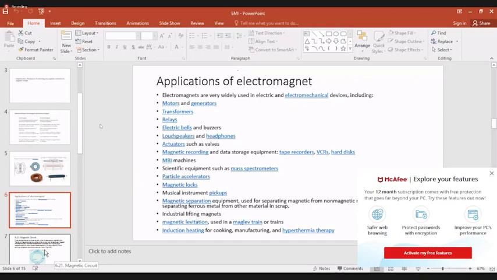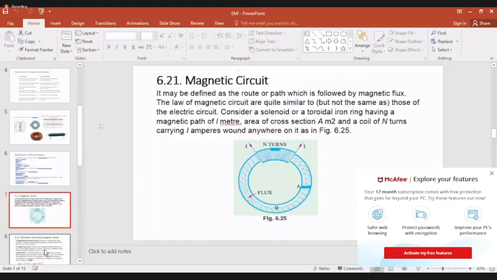Then look here, what help do we require? We need some magnetic terms. So what is a magnetic circuit? Please read this. I will come back in 1 minute. Continue.